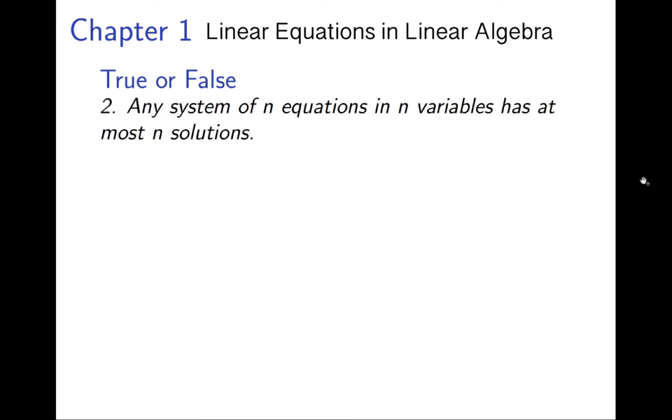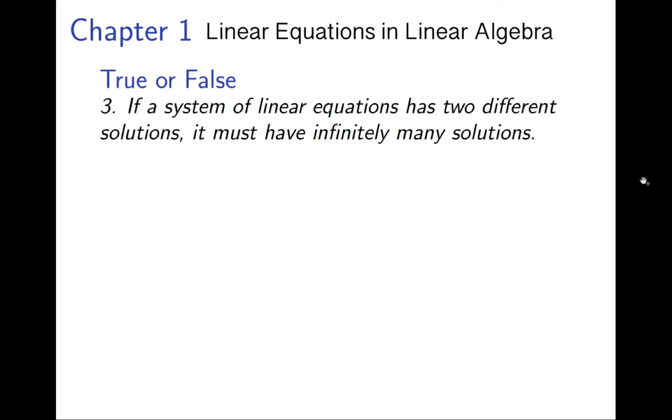Question 2. Any system of n equations in n variables has at most n solutions. Well, again, that's false. We can look at this system of equations, two equations in two variables, and if you solve it, you would see we have infinitely many solutions. That's way more than two.